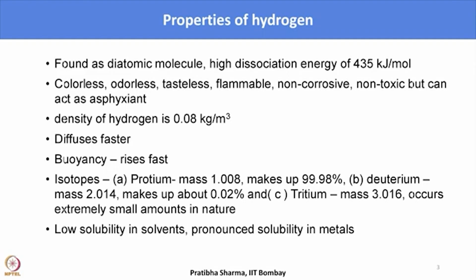Atomic hydrogen does not exist; it exists in the form of a diatomic molecule, and if this molecule is to be dissociated to form atomic hydrogen, it requires a high dissociation energy of 435 kilojoule per mole. Hydrogen as such is a colorless, odorless, tasteless gas, flammable, non-corrosive, non-toxic in nature, but it can act as an asphyxiant.